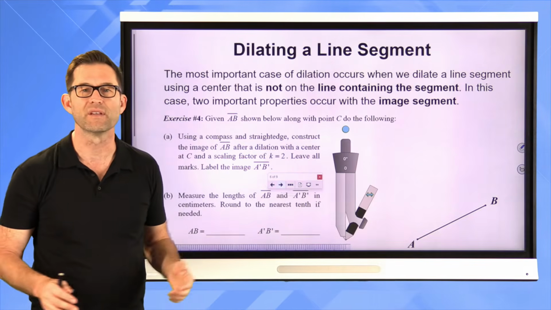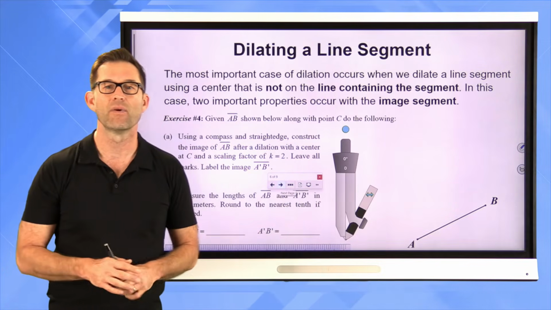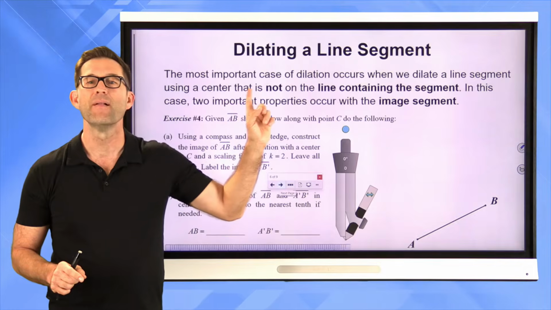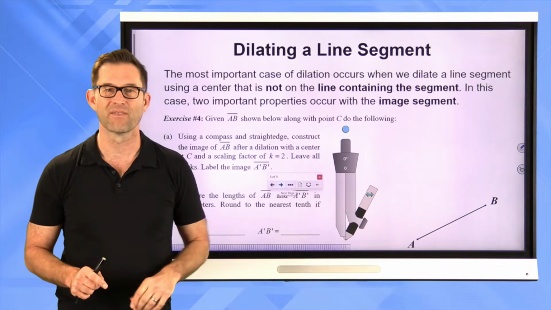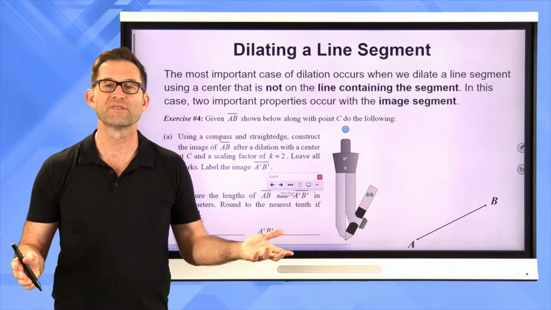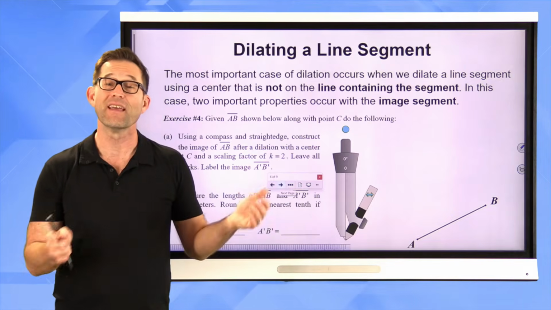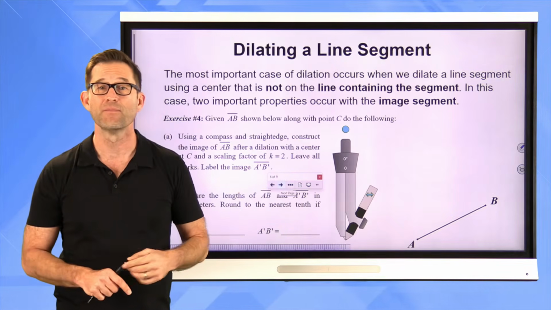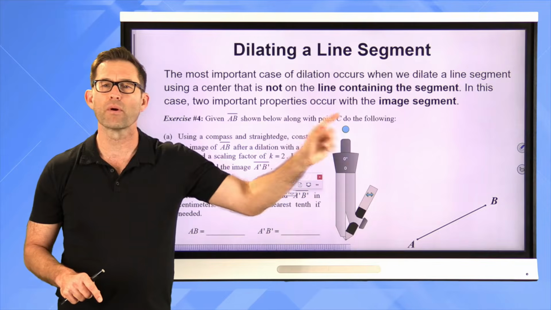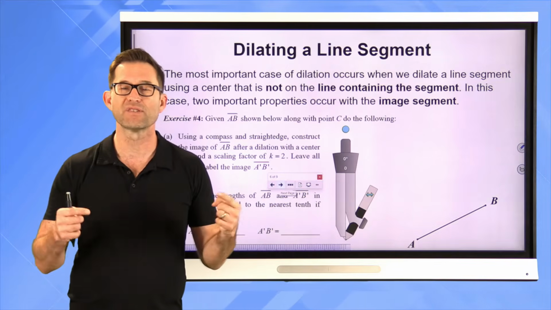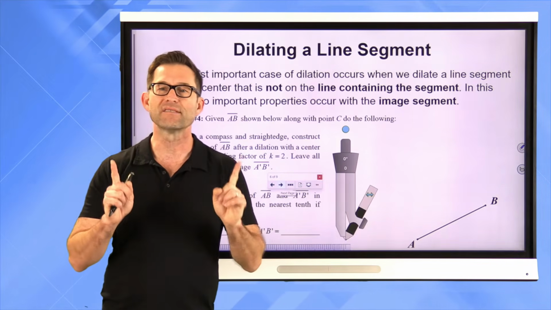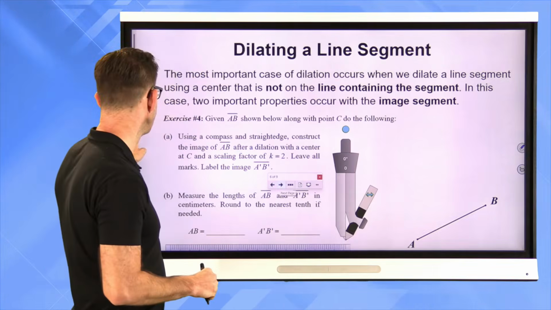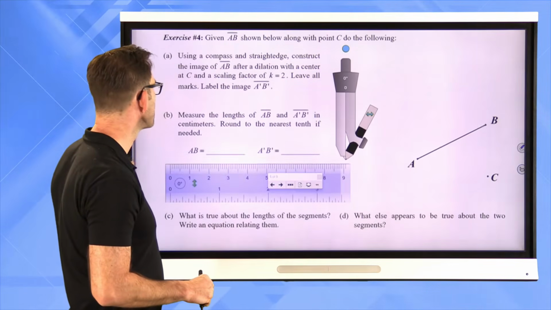Of course, what's more interesting is when we dilate a line segment using a center that's not on the line containing the segment. It's far more interesting when the center of dilation isn't on the line that we're dilating. In this case, there are two important properties that occur with the image segment. So now we're going to dilate a segment and not a full line. So let's take a look at exercise number 4.